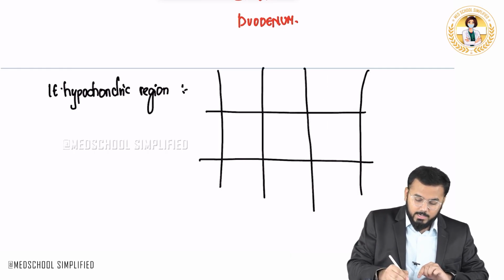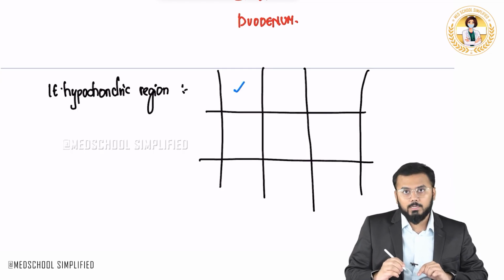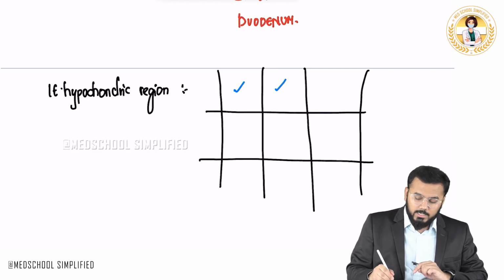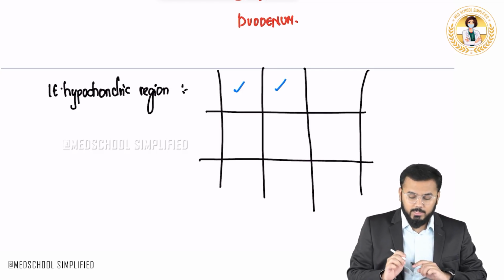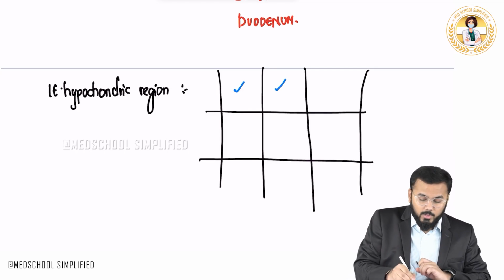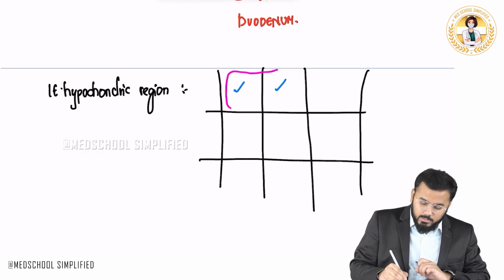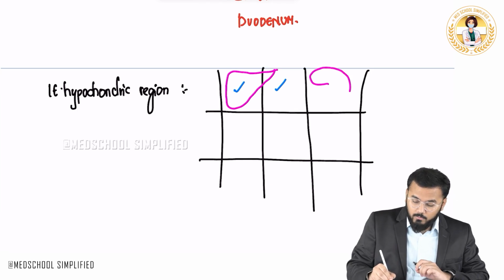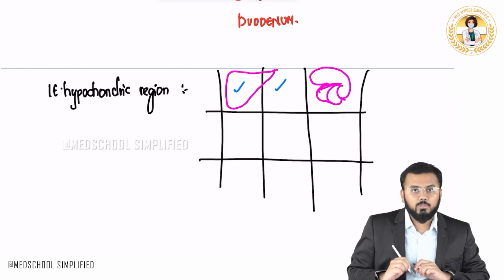So we are done discussing the right hypochondriac region and the epigastric region. Now what is present in the left hypochondriac region? In the right hypochondriac region, I told you, you have your liver. Now in the left hypochondriac region, you have this part, and this is called your spleen.